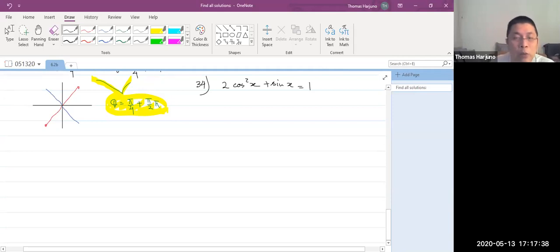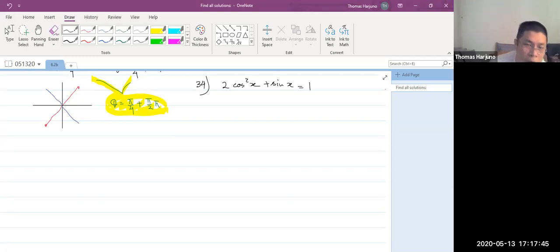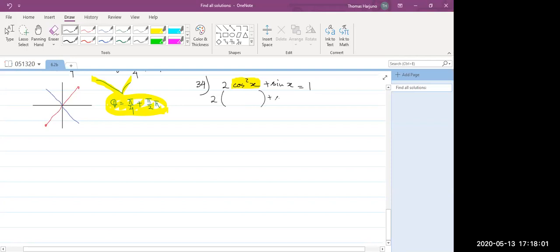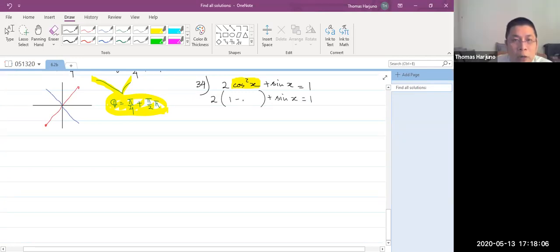Here's the thing: we need to start thinking, is there any formula that can change sine to cosine, or cosine squared to sine? And we remember, oh yeah, that's right, this identity here. In terms of sine, cosine squared is 1 minus sine squared, so it's 2 times 1 minus sine squared. Let me distribute that.